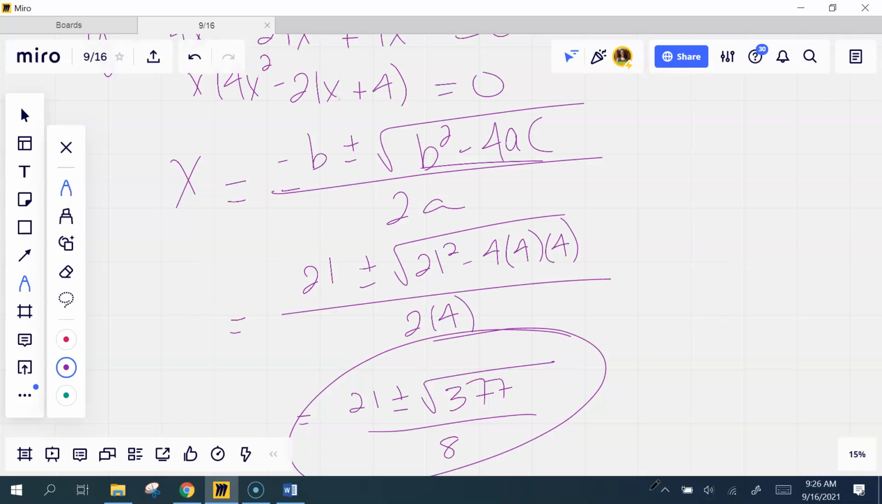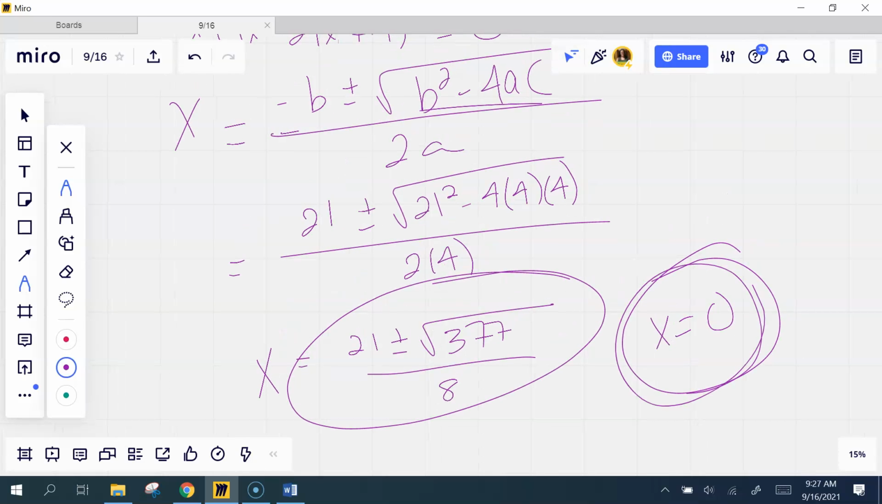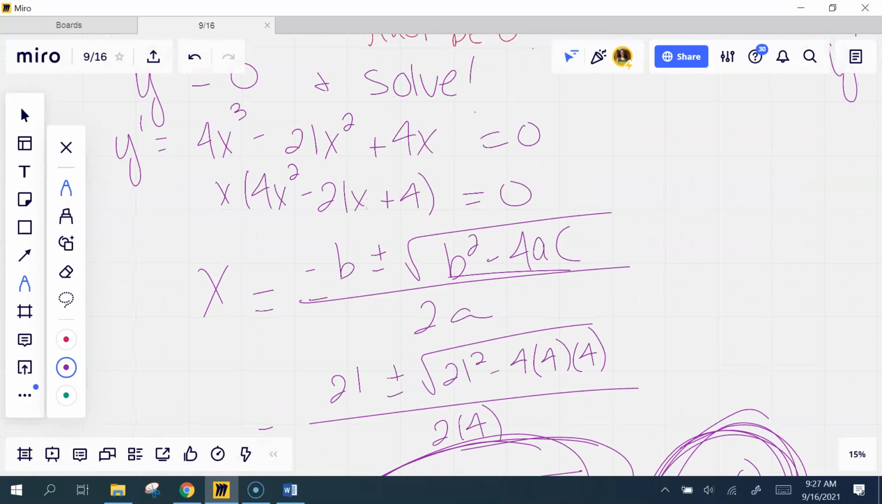What about the x? You can leave it like that. Remember, there was also an x equals 0. There was an x on the outside of the parentheses. That's where my x equals 0. So here's 2 and a third. There's a cubic, so I should get 3 answers. This went to 0 also, and this equals 0. The quadratic formula takes care of that.